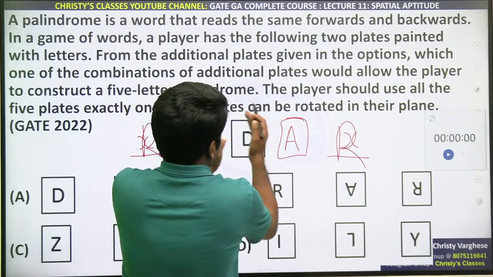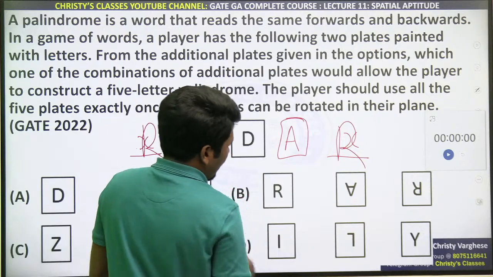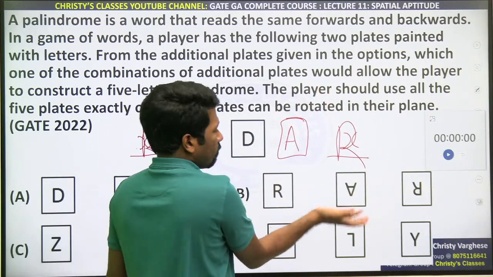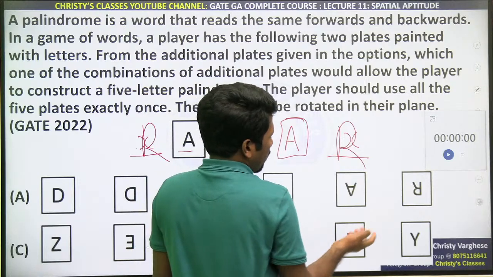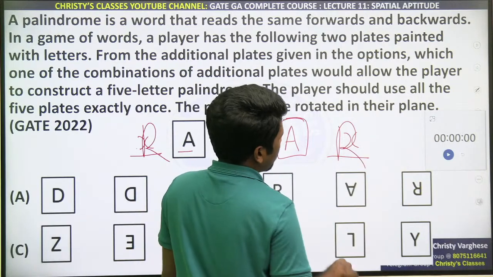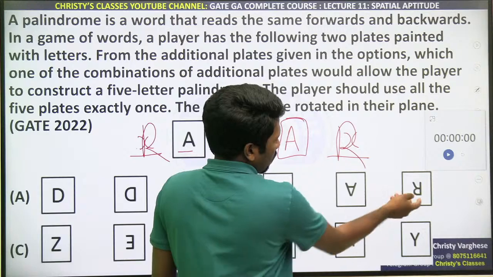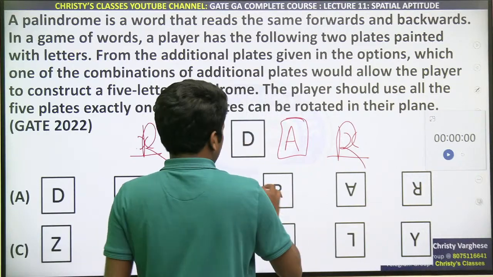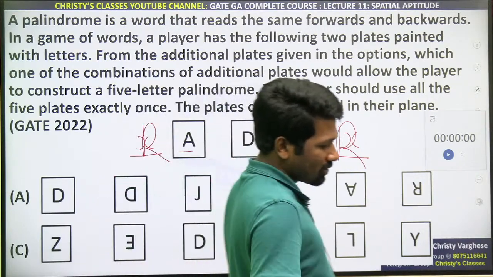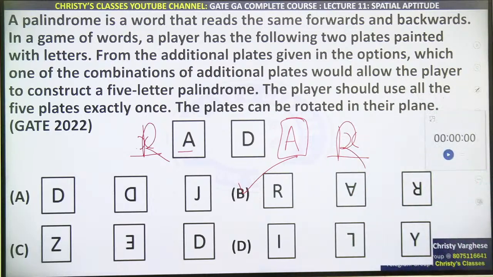new two letters, and A ka right side A of D, and that will totally work. And this A needs to be flipped, flipped horizontal, flipped vertical. R also needs to be flipped vertical and flipped horizontal also. Horizontal and vertical flipping, that means option B is the answer. The options are so silly that it is straightforward.